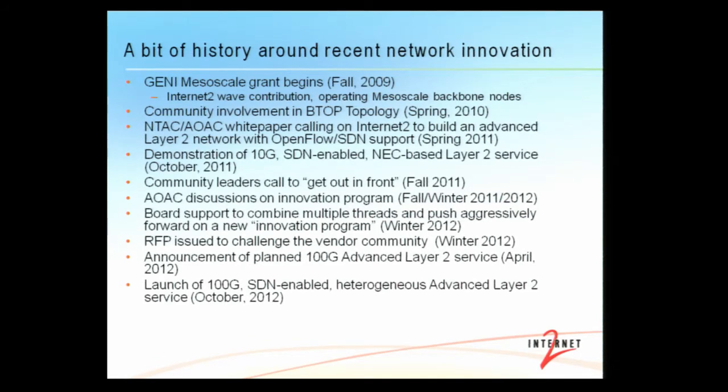We demonstrated that we could do a 10 gig SDN-enabled layer 2 service last October. We had additional push from our leadership to continue going on. Last winter, we issued a challenge to the vendor community with an RFP saying basically what we wanted to do. And we announced that we were going to build a 100 gig advanced layer 2 service last April, which we then launched a month ago at our fall member meeting. So we have a 100 gig SDN-enabled heterogeneous advanced layer 2 service. A little bit more about that. Next slide.